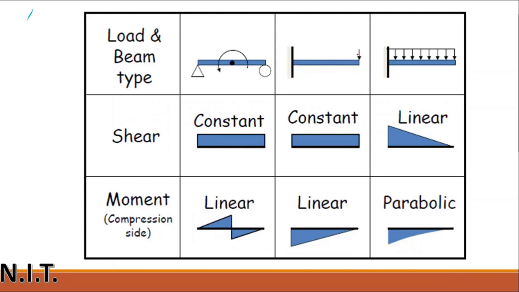If this is a cantilever beam, and this cantilever beam is subjected to a point load at one side, this part is the fixed support, and the load is applied on the other side. There is no support on this side. So in this case, again, the shear force shape will be constant. It will be rectangular, and the moment will be linear, but the shape will be like this. This type of triangle will be generated because of this moment.